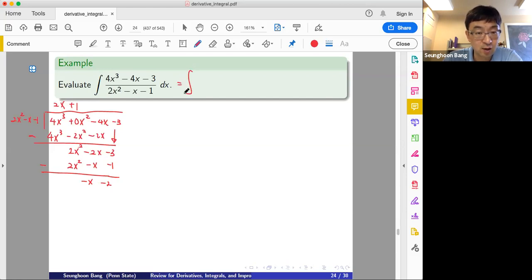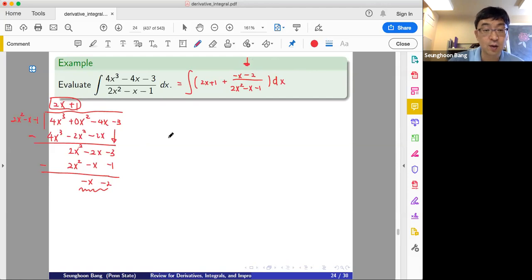The integral: we have 2x squared. This is the quotient, 2x plus 1, plus the remainder, negative x, negative 2 over the 2x squared minus x minus 1 dx. You can change it like this. So next tip, you can use partial fractions for solving this part.